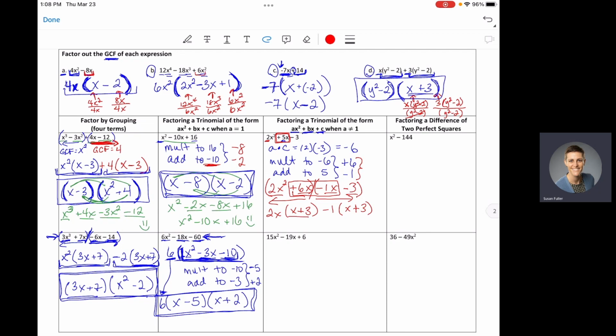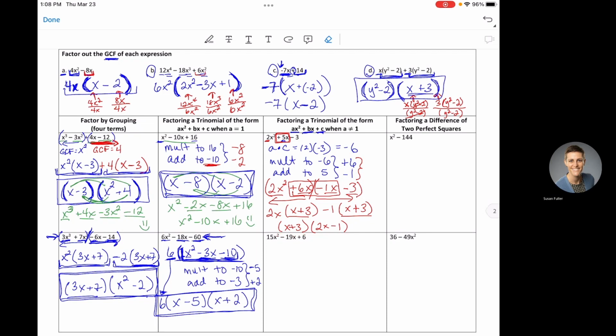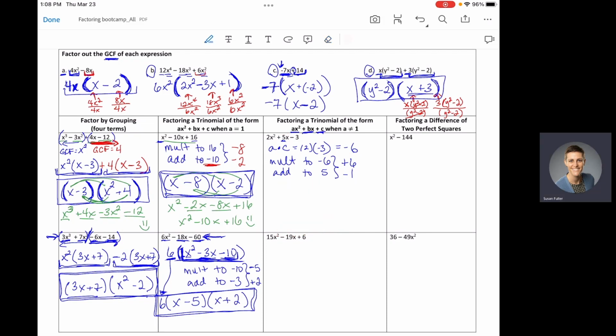And notice I have a matching factor, so I'm going to take that out of everything. I'm going to get x plus 3 times 2x minus 1. And I am fully factored. Thing 1 times thing 2. You can always check your work here with multiplication. And if you FOIL that out, you will notice you get exactly what we started with.